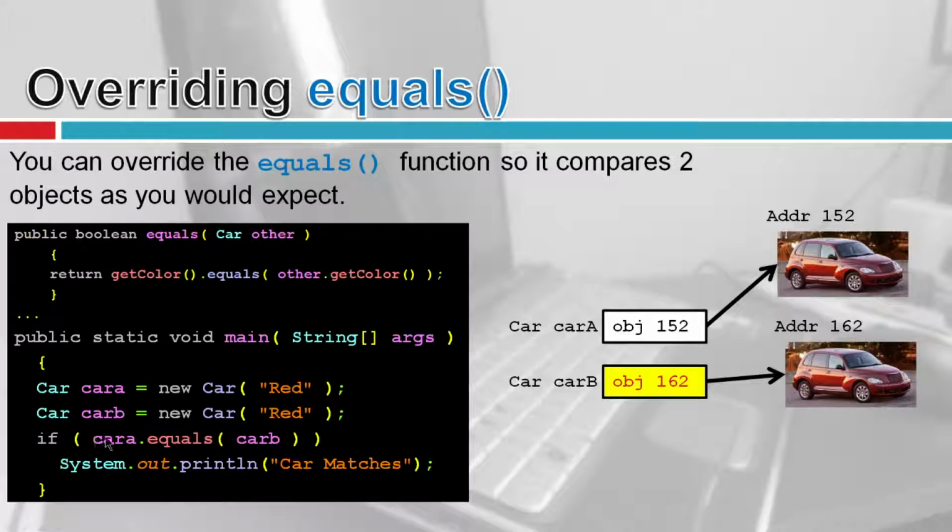So that's why when I do the comparison of car A and car B, even though they're red, I don't use the double equal sign because that just compares address values. I want to call this function which will compare the colors. So this will work. This will print out because they are both the same color. Even though they're not the same object, I want to say they're quote-unquote equal because they have the same color.